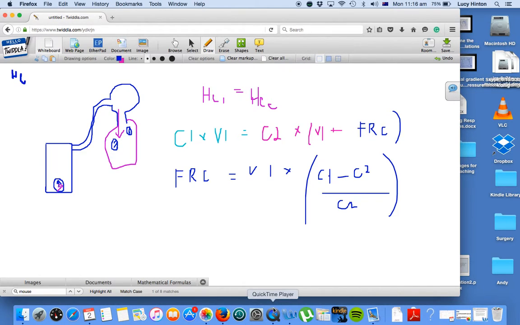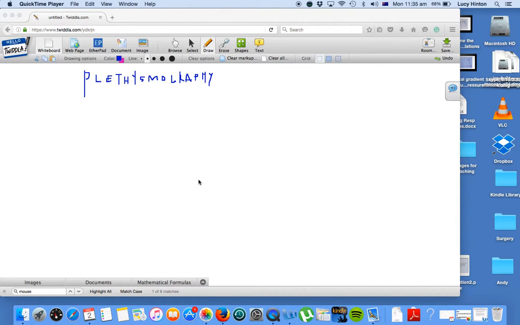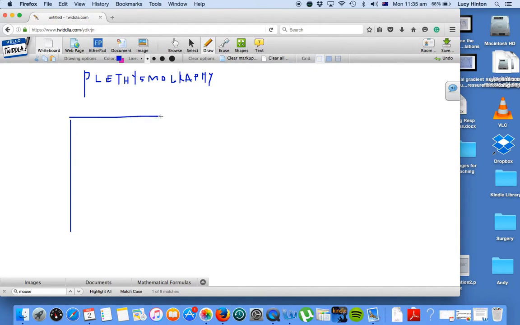Another technique to measure the functional residual capacity is to use whole body plethysmography. In this, there is a glass box with a tube connected to the outside world. This has a mouthpiece inside the box and a valve which can be opened and shut outside the box. There's also a pressure transducer which is able to measure the pressure inside the box and the pressure inside the mouthpiece.